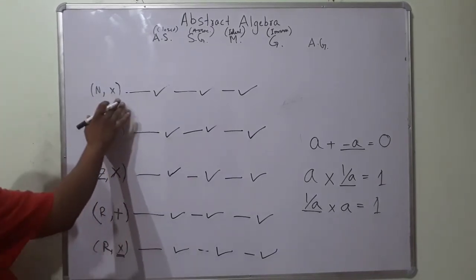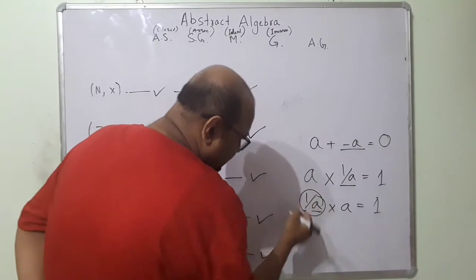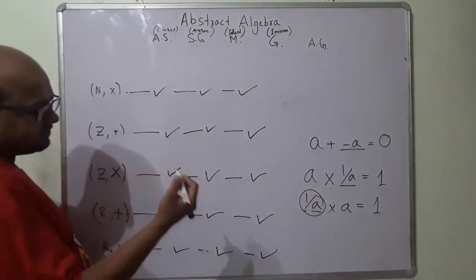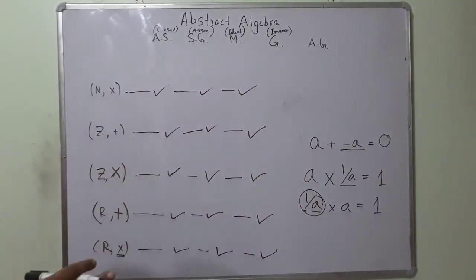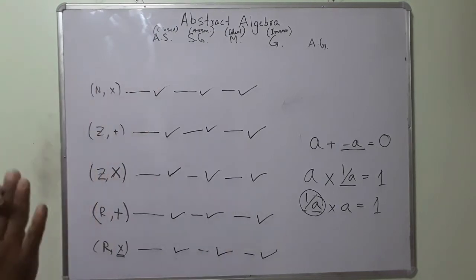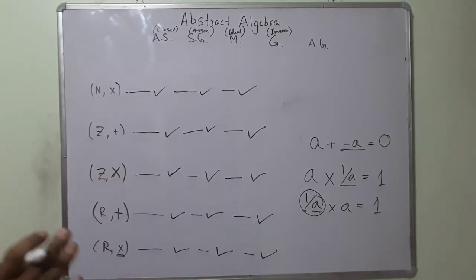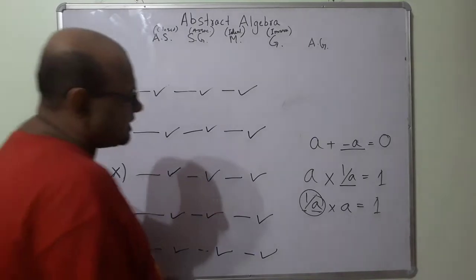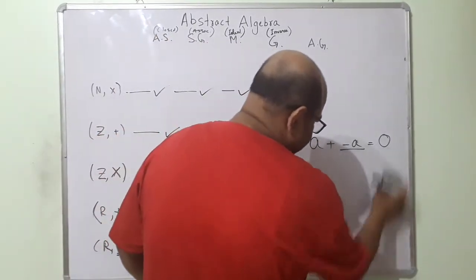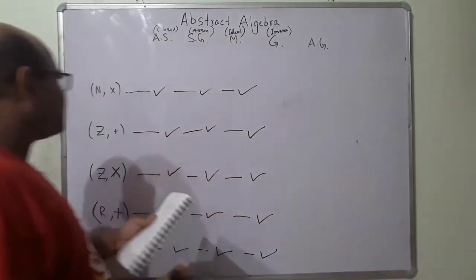Does my 1 by a, this is my inverse, the multiplicative inverse. Does my multiplicative inverse belong to my set? So does my multiplicative inverse exist? That is what I am asking over here.